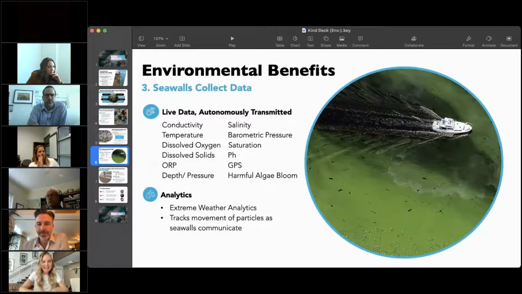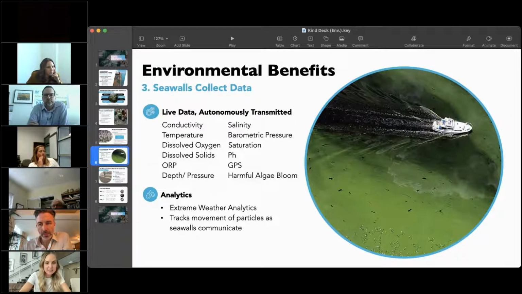The third and last environmental benefit is that we have built-in sensors. We have a sensor partner that provides us a sensor, and it's really a revolution in sensor technology because, as you know, and I heard a lot of presentations today about data, in the past, you had to, first of all, collect data manually, but also have different sensors for different parameters. We are able to collect 15 data points with one sensor per seawall project.